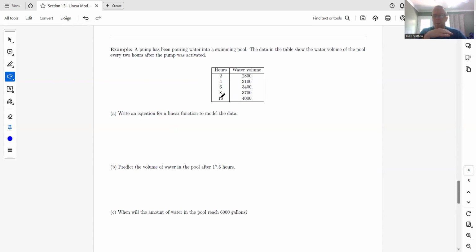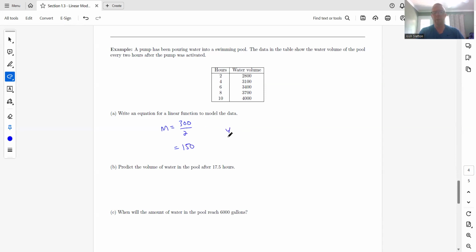You can't always trust that will happen when you get a table. So sometimes it's not exactly linear, but it's close to linear. We'll see that on the next one. So the slope is going to be 300 over 2. You could pick any 2 points and do the slope formula, but we do see that each one of these is going up by 300. Each one of these is going up by 2. So 300 over 2, that'll give us 150.